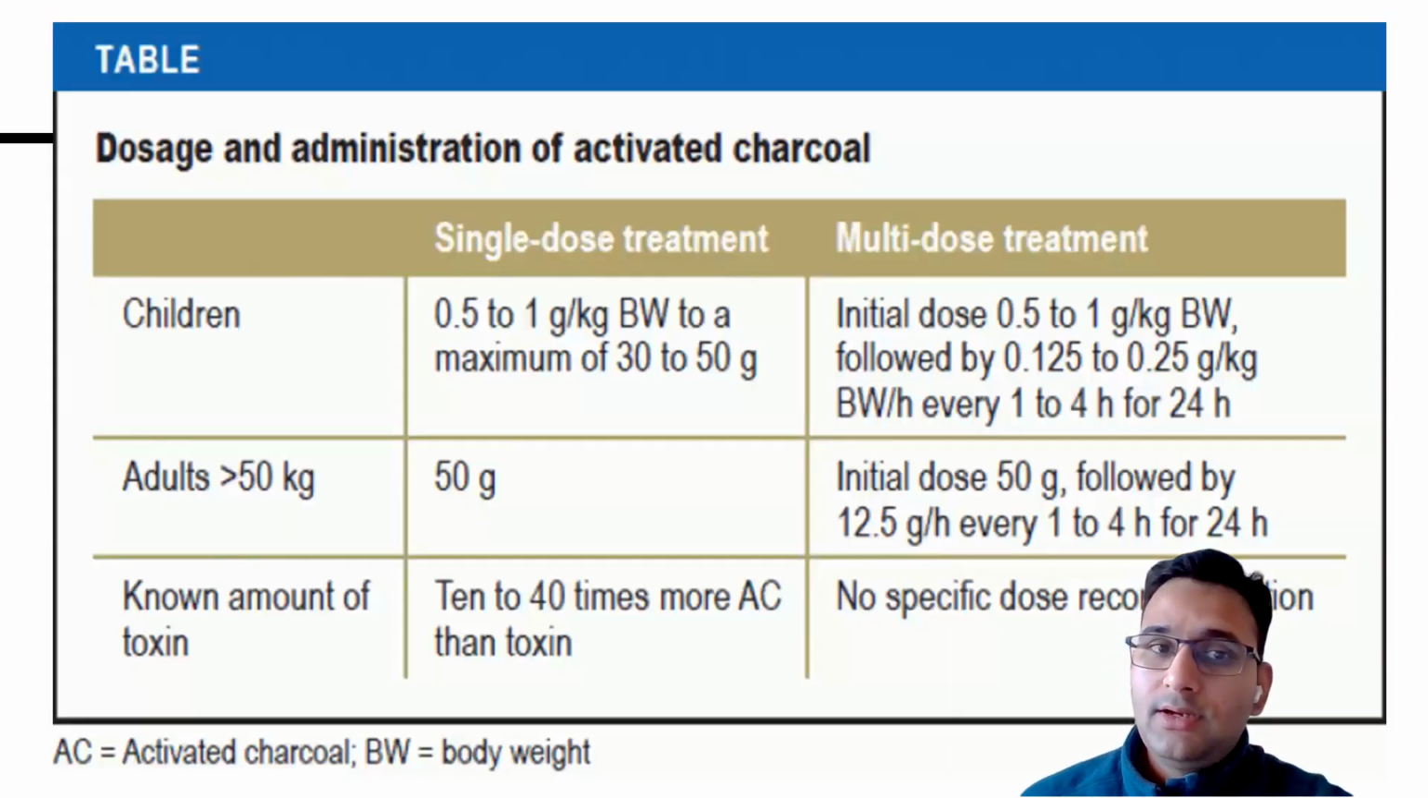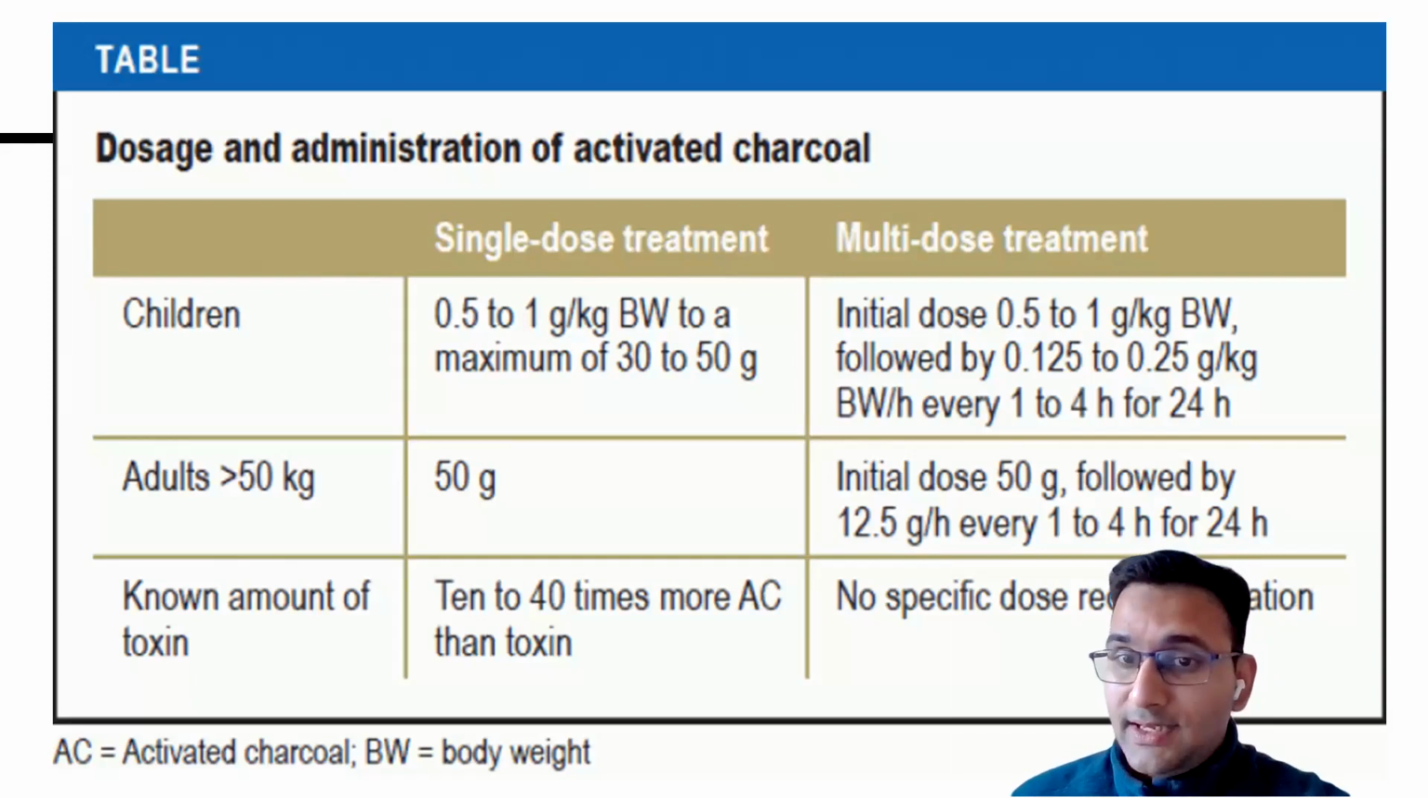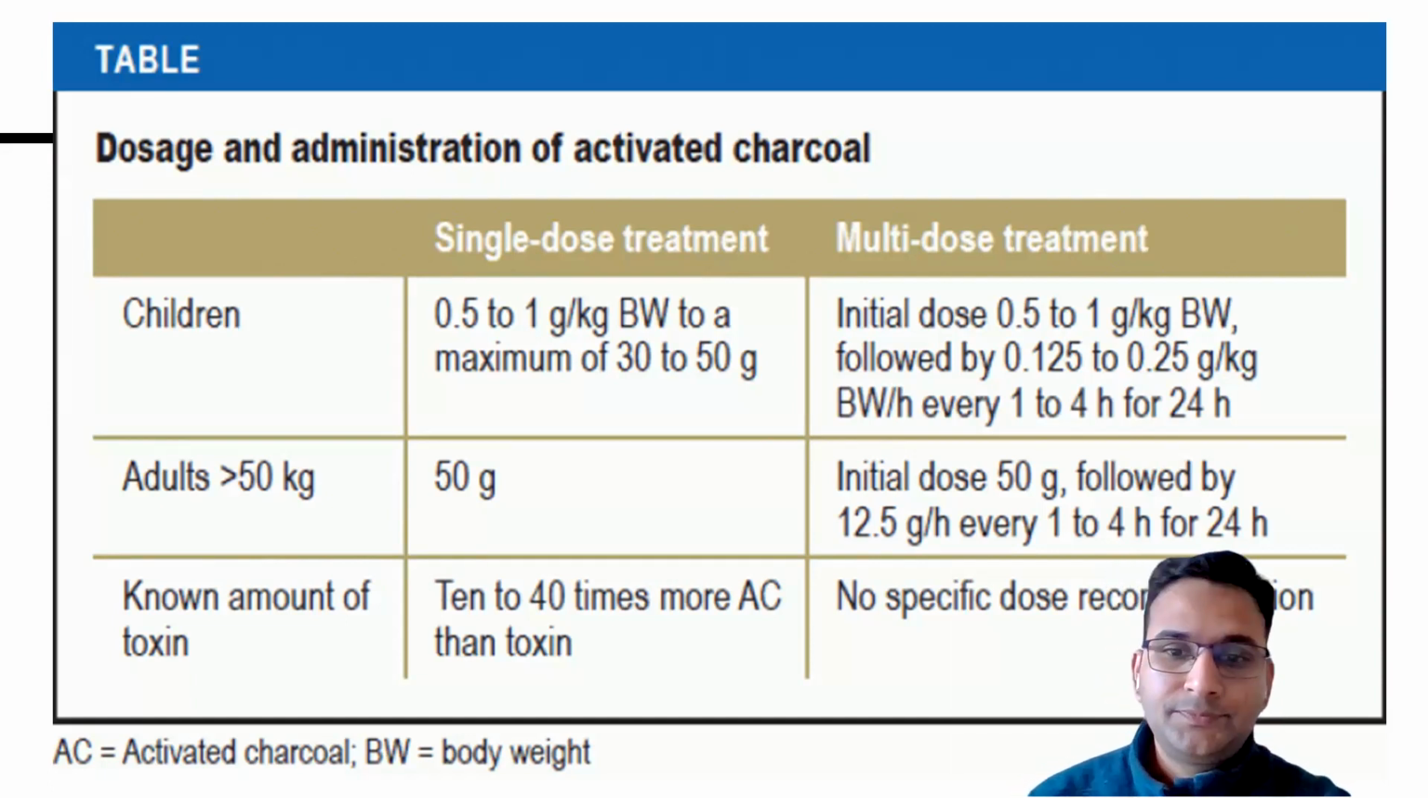For children, an initial dose for MDAC of 0.5 to 1 grams per kg body weight, followed by 0.125 to 0.25 grams per kg every 1 to 4 hours for 4 hours. In adults, 50 grams followed by 12.5 grams per hour every 1 to 4 hours, or we rather follow the 10 to 25 grams every 2 to 4 hours.